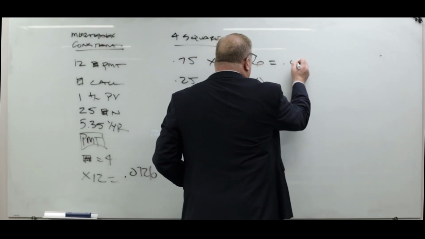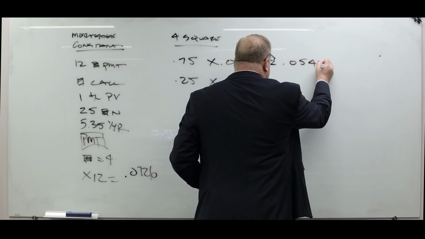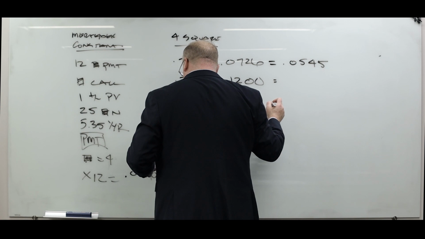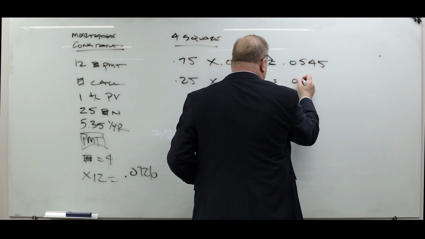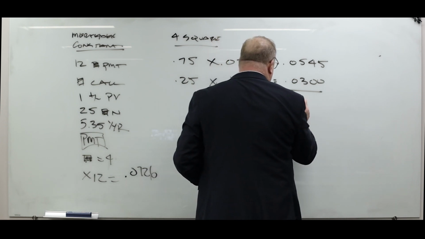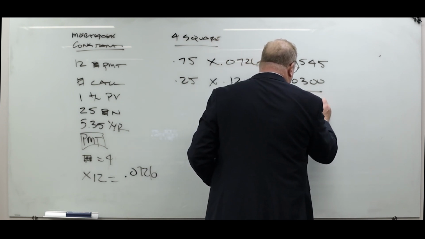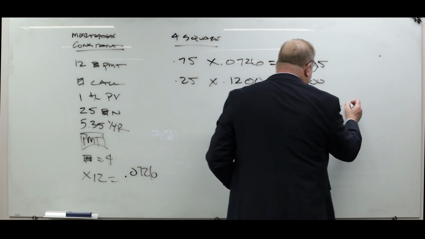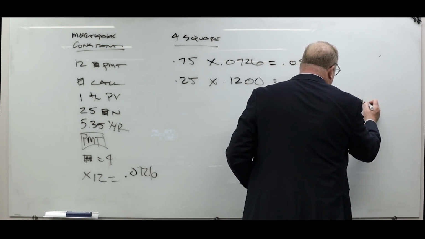So this top row, you get 0.0545. In the bottom row, you get 0.0300. You add these up, and you get 0.0845, which is to say 8.45%.